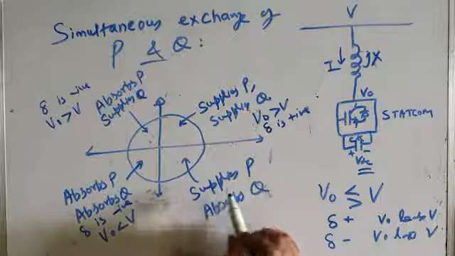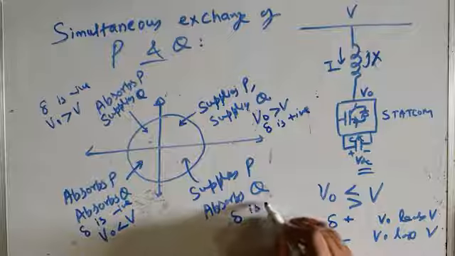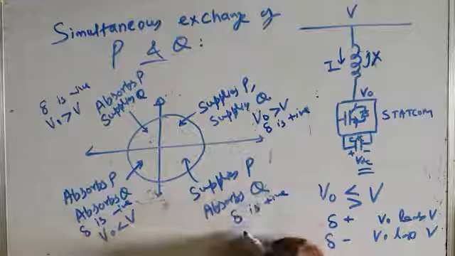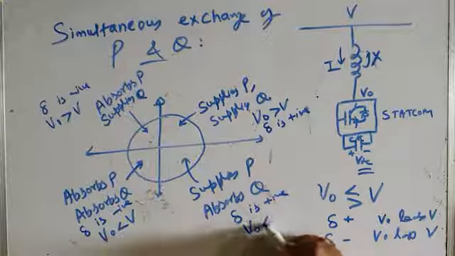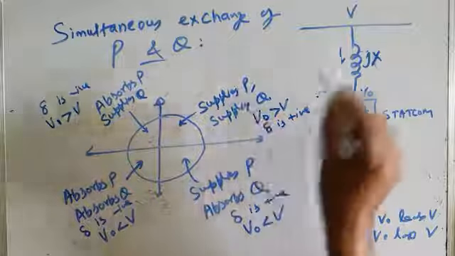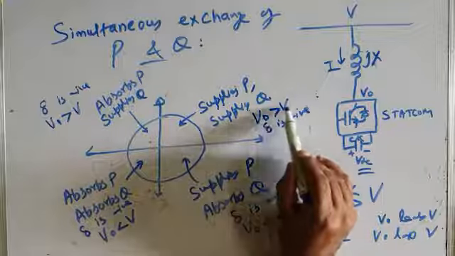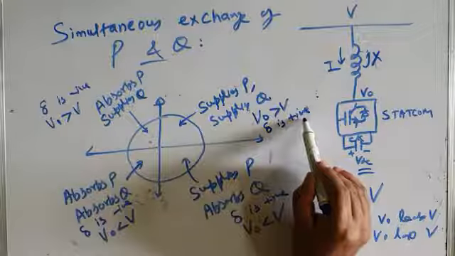And in the fourth case, we can make it supply active power. Active power is supplied when delta is made positive, and it absorbs reactive power. Reactive power will be absorbed when V naught is less than V. So for supplying active power and reactive power to the AC bus, this is the condition. Your controller should make V naught greater than V and it should make delta positive.